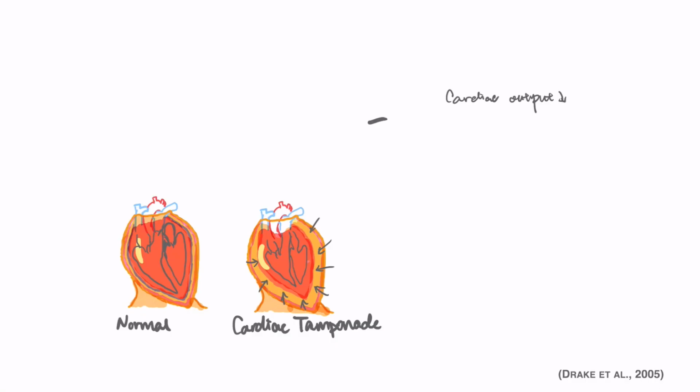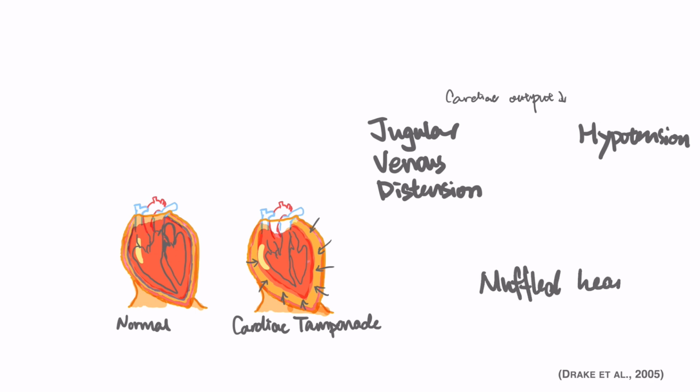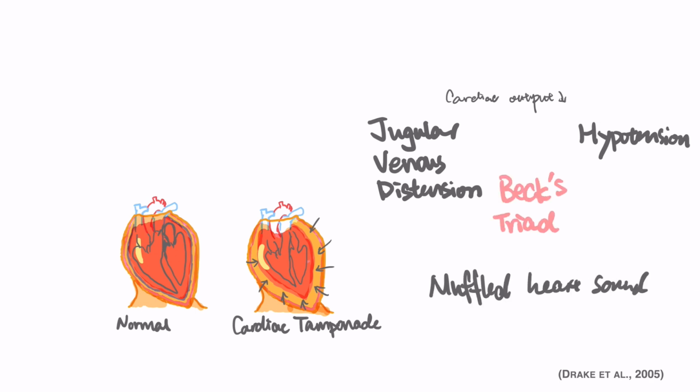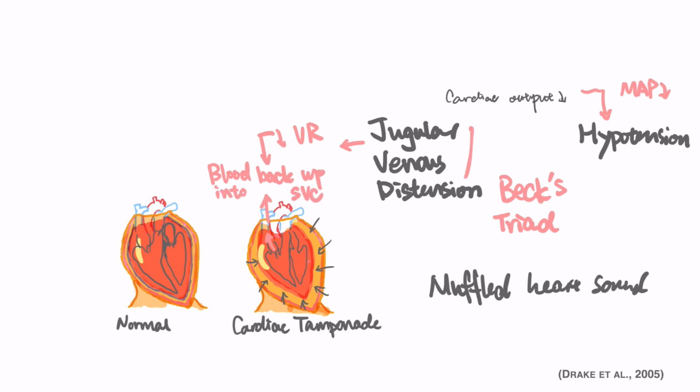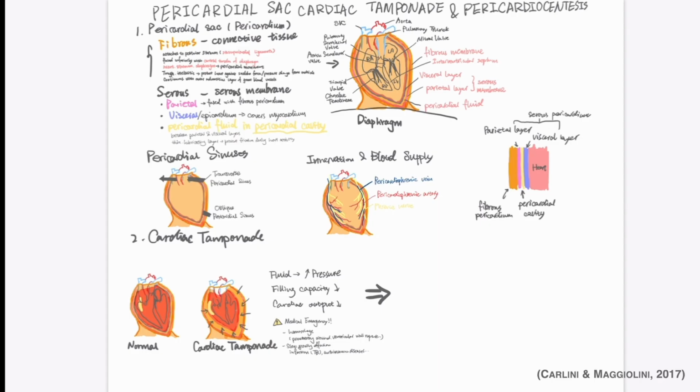Decreased cardiac output can lead to hypotension, increased jugular venous distension, and muffled heart sound, which are the Beck's triad, aka signs of cardiac tamponade. Decreased cardiac output decreases mean arterial pressure, leading to hypotension. Jugular venous distension occurs due to blood backing up into the superior vena cava, and the increased fluid surrounding the heart can affect the transmission of heart sound.